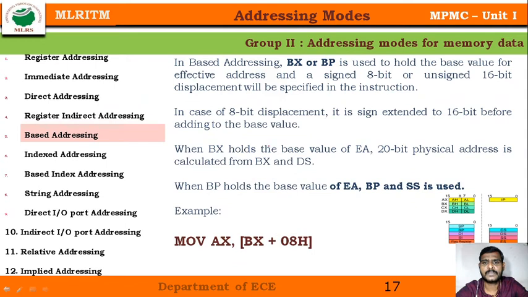Here in the based addressing mode, one of the base registers, BX or BP, is used to represent the addressing mode, where 08 is nothing but a displacement. All these addressing mode names directly tell what they do. The base registers we have are BX and BP, which hold an offset address. In the example, move AX comma BX plus 08, what is that 08?